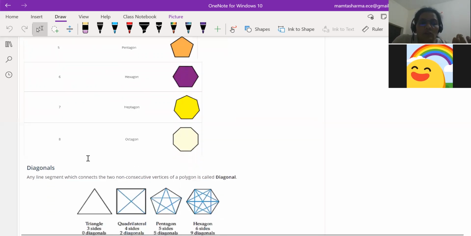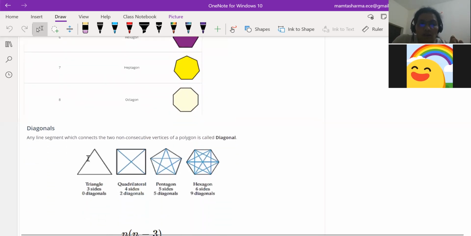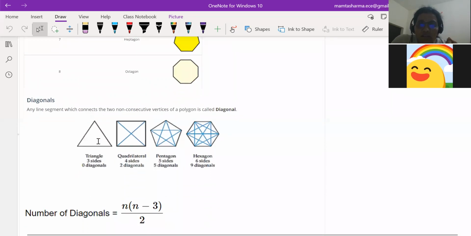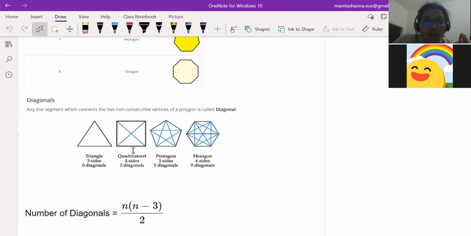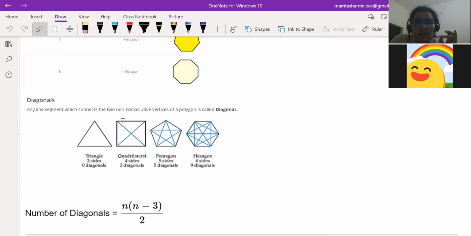Now see, what is a diagonal? Now we are having this closed shape polygon. How will you draw the diagonal, and how will you define a diagonal? A diagonal divides the shape into parts. Or in an easy way you can say that when we connect two non-consecutive vertices of a polygon, it is called a diagonal.